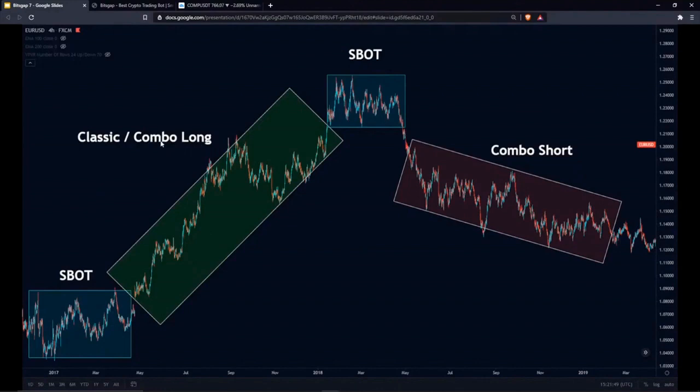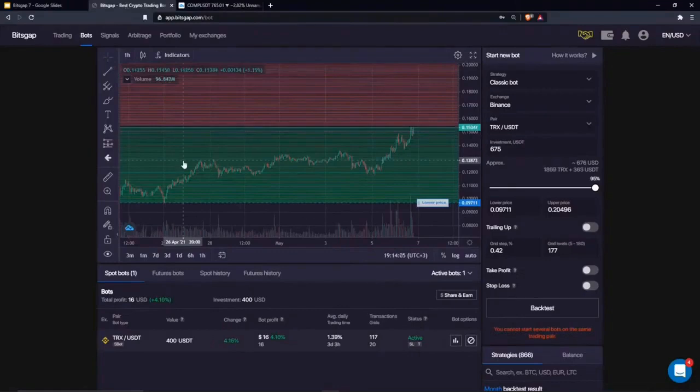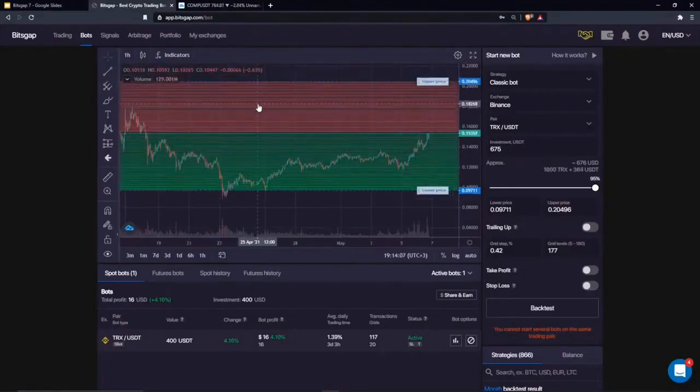That's the one related to the combo bot for the futures market. Only with the combo bot you can generate returns on the downfall. That's something that you cannot do with the SBot and the classic bot on the spot market. It's only an option for the combo bot to generate your returns on the downside market. Okay, so let's go back to the platform and see what we can do.